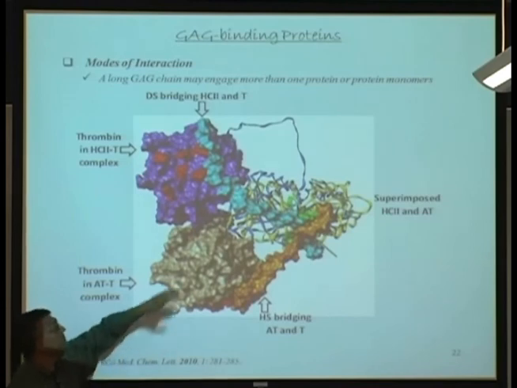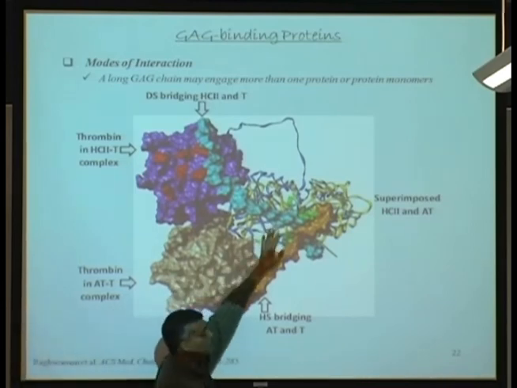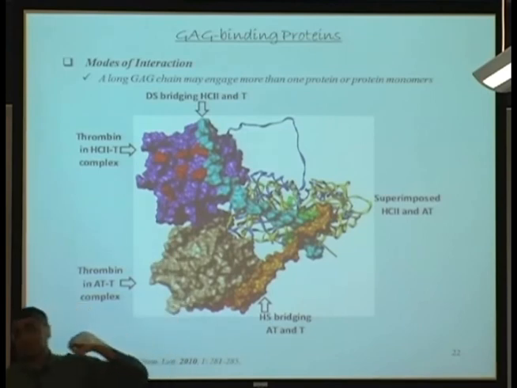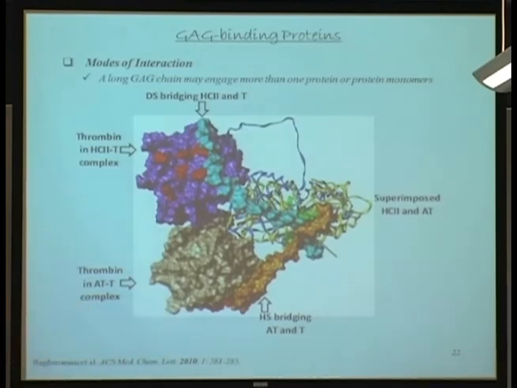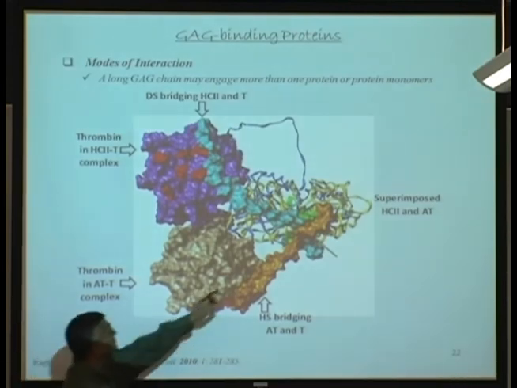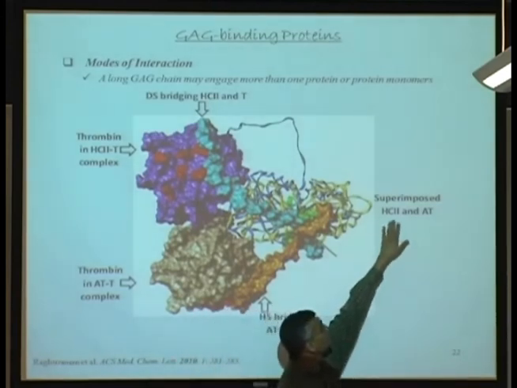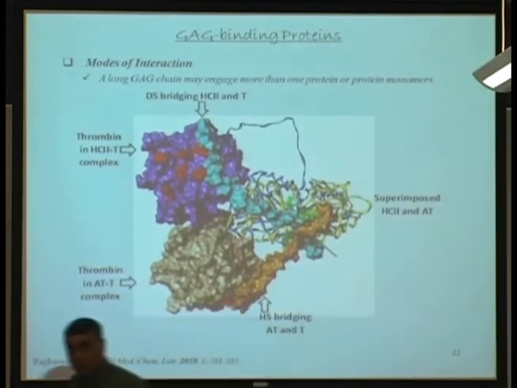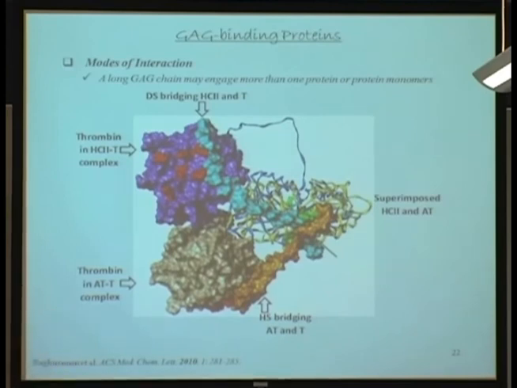Similar proteins, and yet you have a completely different geometry. So there is a lot of scope to really come up with molecules that specifically recognize heparin cofactor 2 and specifically recognize antithrombin. It should be theoretically possible.